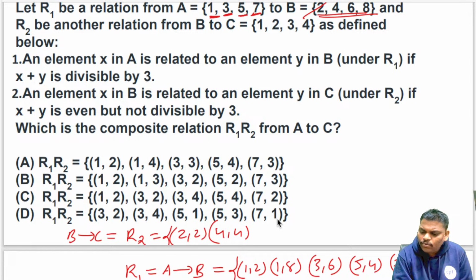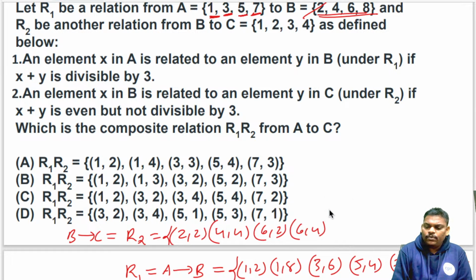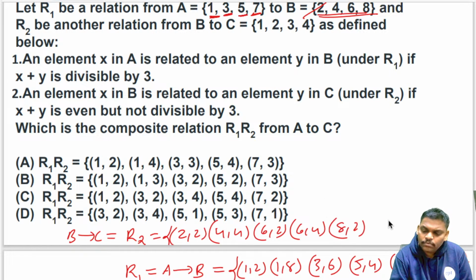Next, go to 6. 6, 1, 7, no. 6, 2, 8, even and not divisible by 3, yes. 6, 3, 9, no. 6, 4, 10, even and not divisible by 3, yes. 6 is over. Go to 8. 8, 1, 9, no. 8, 2, 10, even, not divisible by 3, yes. 8, 3, 11, no. 8, 4, 12, divisible by 3, no.